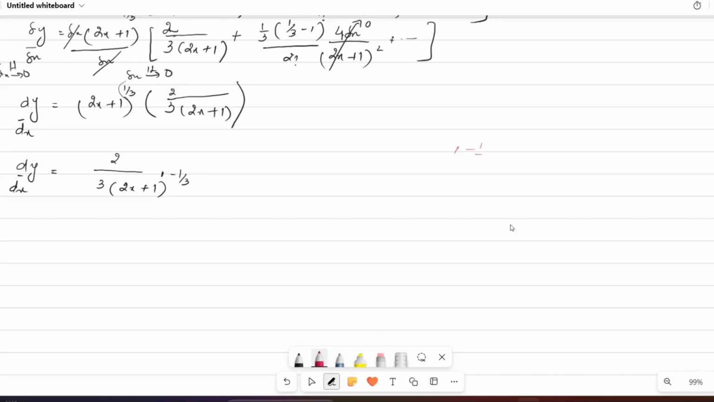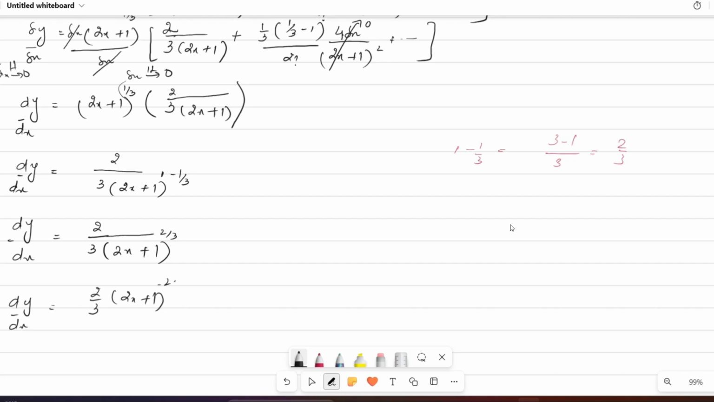So 1 minus 1 upon 3 is equal to 3 minus 1 upon 3, 2 by 3. So here we can write it down, dy by dx is equal to 2 by 3, (2x plus 1) whole raised to the power 2 by 3, or we can write it down as dy by dx equals 2 by 3 (2x plus 1) whole raised to the power minus 2 by 3. I hope you have understood this question.